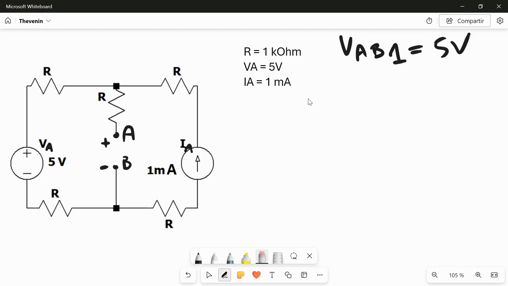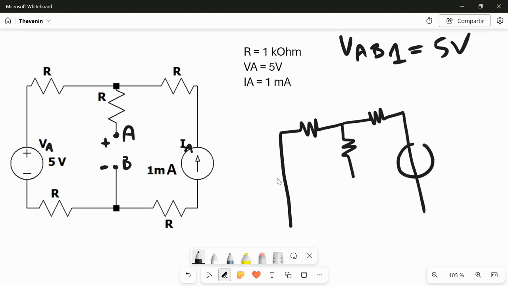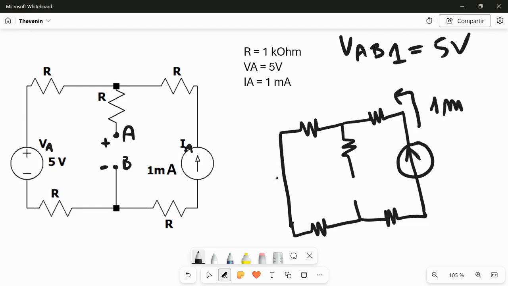The contribution of IA. For IA, I have to change my VA with a short circuit. So I put a short circuit instead of VA, and I put my resistor here, here, here, then my voltage source, and then R, point B, and R. So I have 1 milliampere going into this mesh. Now I can calculate all the voltage drops. All the resistors are 1 kilo.